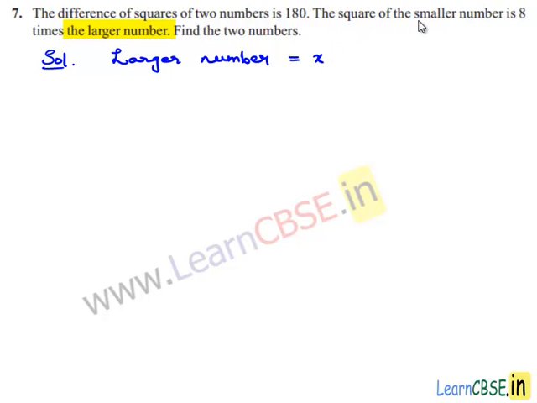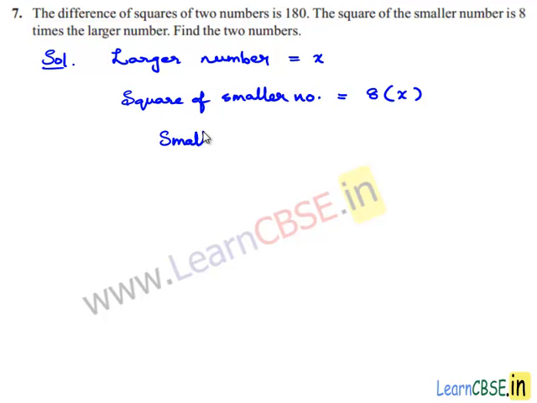So, square of the smaller number is 8 times the larger number. Square of smaller number is equal to 8 times the larger number. So, smaller number is equal to square root of 8x.